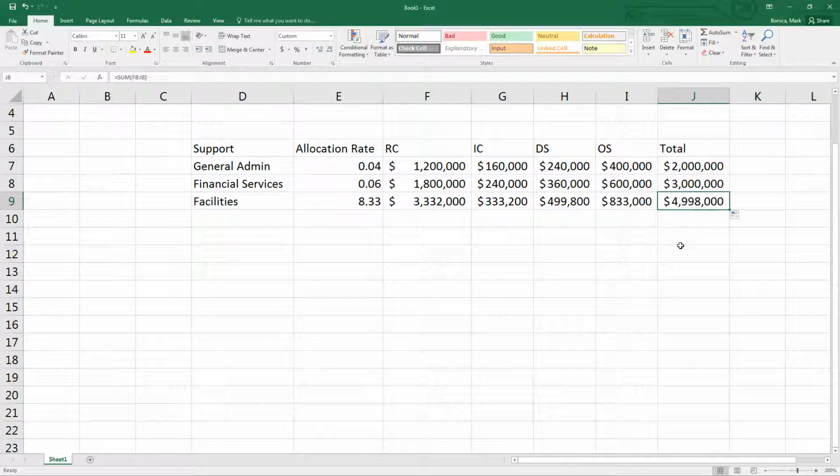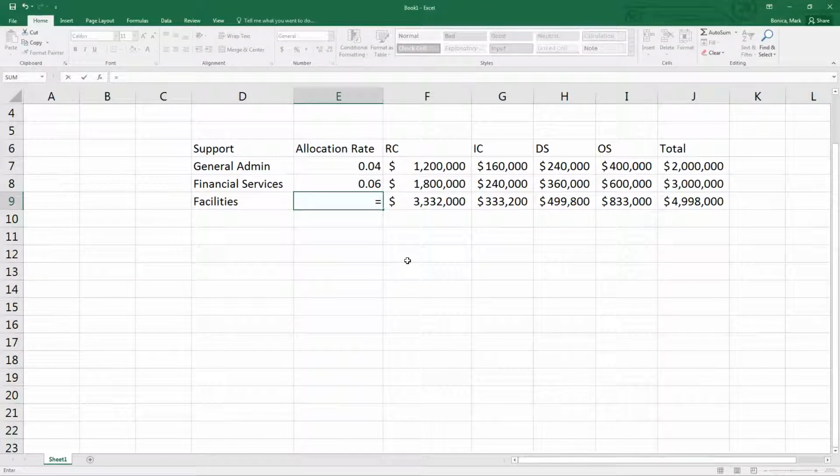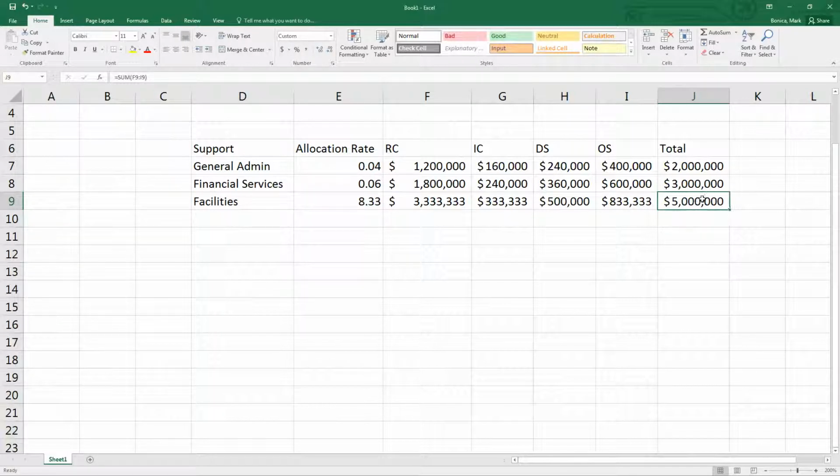So we're off by $2,000, and the reason we're off by $2,000 is there's a rounding error here. What I can do is try to fix that by allowing the computer to do the math for me. The original calculation for the allocation rate was $5 million of facilities direct costs divided by 600,000 square feet in the organization. There we go. Now Excel doesn't have any rounding error. Let me make that look a little prettier though. And you can see we've got a more perfect multiplication through. And so our totals match the amount that had to be allocated.